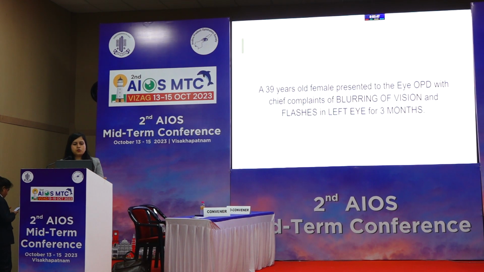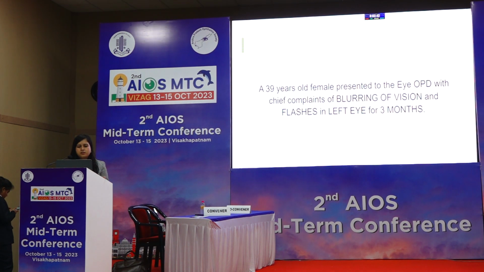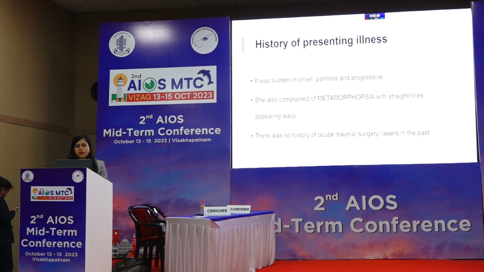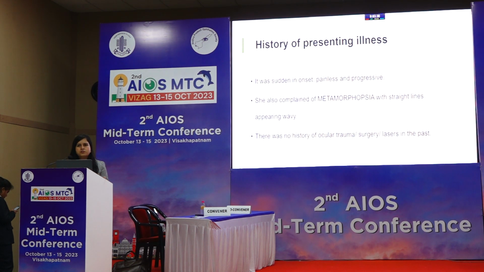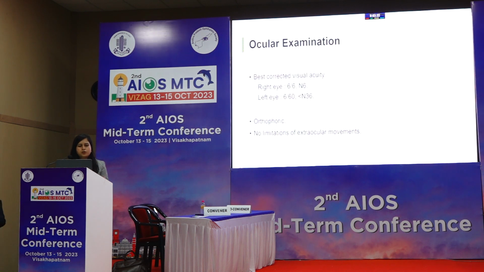A 39-year-old female patient presented to IOPD with chief complaints of blurring of vision and flashes in the left eye since 3 months. It was sudden in onset, painless and progressive, and she also complained of straight lines appearing wavy. She was a known case of decompensated liver cirrhosis and autoimmune hepatitis with portal hypertension and hypothyroidism. On further workup, she was also found to have mixed connective tissue disorder due to anti-RNP and anti-double stranded DNA positivity. Her best corrected visual acuity in the right eye was 6/6, N6, while in the left eye it was 6/60 and N36.